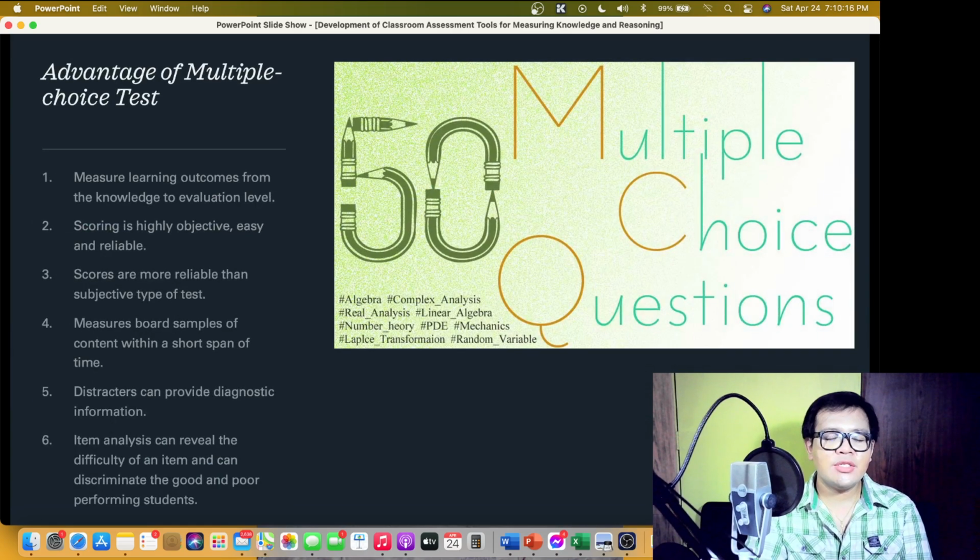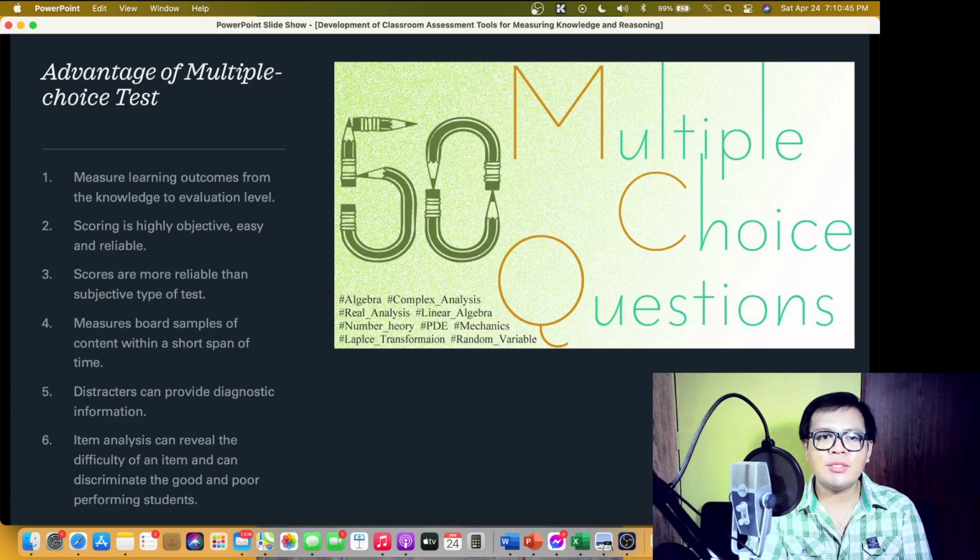So there are advantages of a multiple choice test. First, it measures learning outcomes from the knowledge to evaluation level. Scoring is highly objective, easy, and reliable. Scores are more reliable than subjective types of tests. Measurable samples of content within a short span of time. Distractors can provide diagnostic information, and item analysis can reveal the difficulty of an item and can discriminate the good and poor performing students.